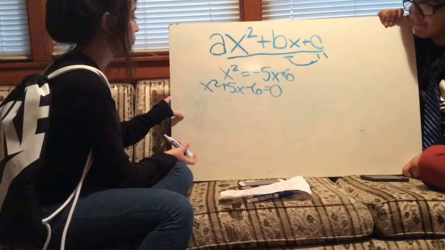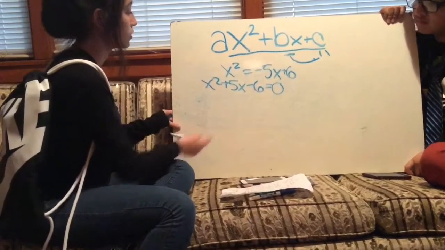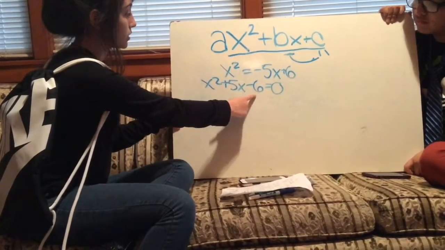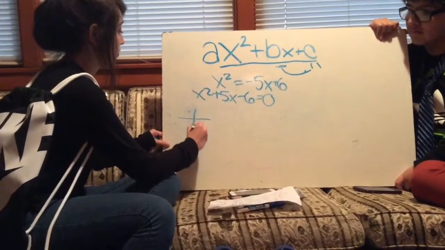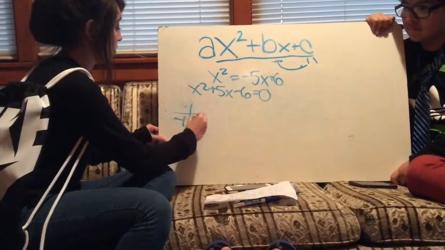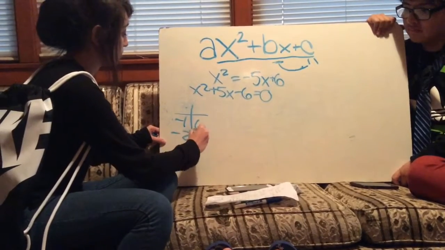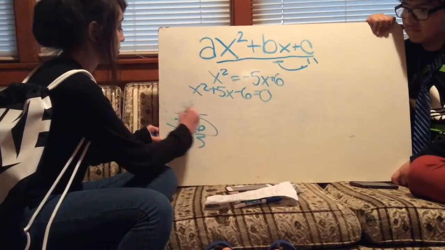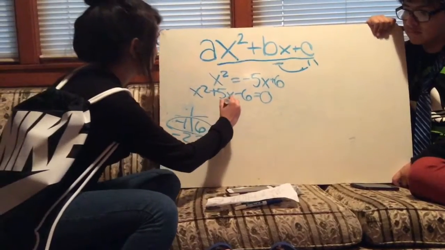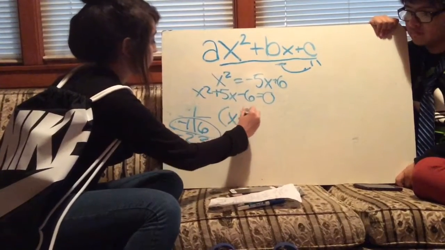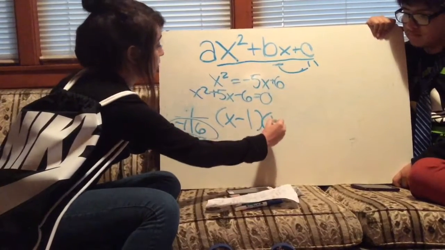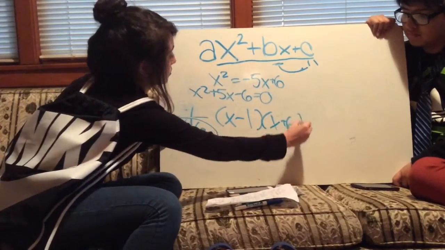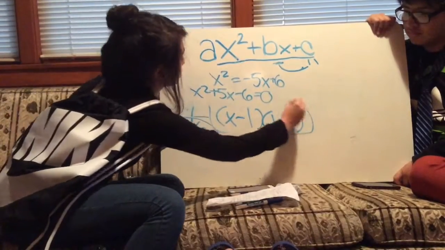And now we have to find the factors that multiply up to negative 6 and add up to positive 5. To do the table, it would be negative 1 and 6 and negative 2 and 3. And we know that this adds up to positive 5, so we plug it into that equation with x minus 1 and x plus 6, and then that will be our solution.